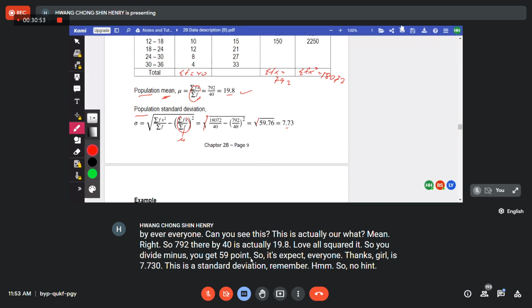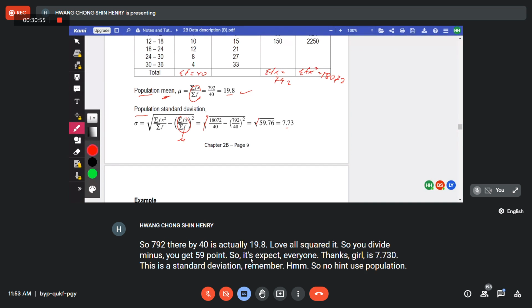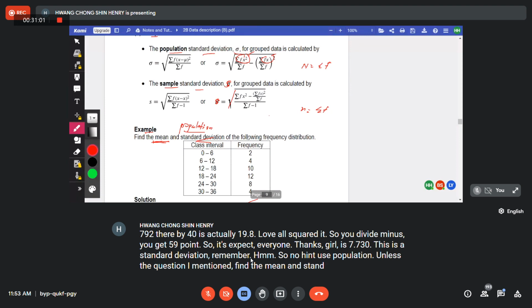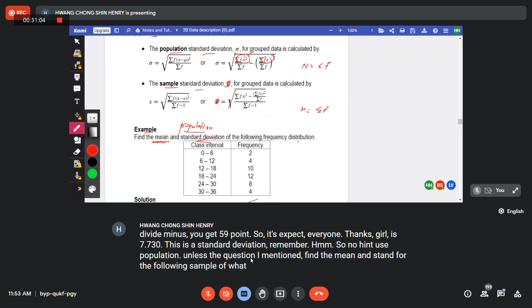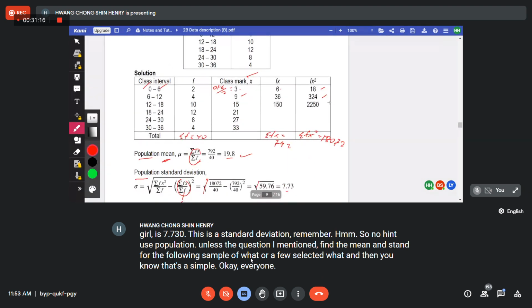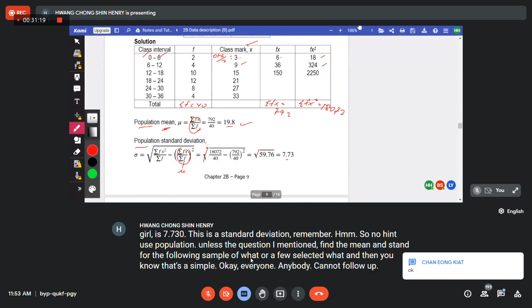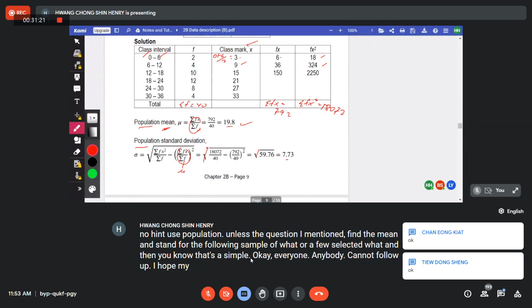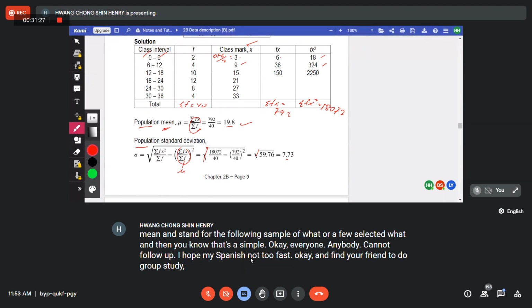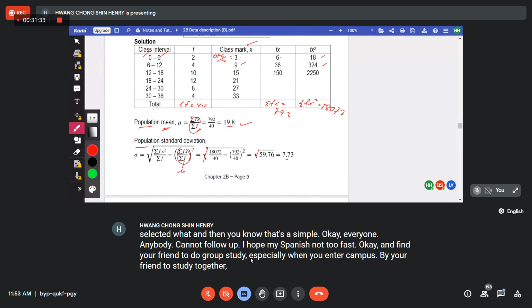So if there is no hint, use population. Unless the question mentions, find the mean and standard deviation for the following sample of what, or a few selected what. Then you know it's a sample. Okay, everyone. Anybody cannot follow? I hope my explanation is not too fast. You can find your friend to do group study, especially when you enter campus. Find your friend to study together, but follow SOP.